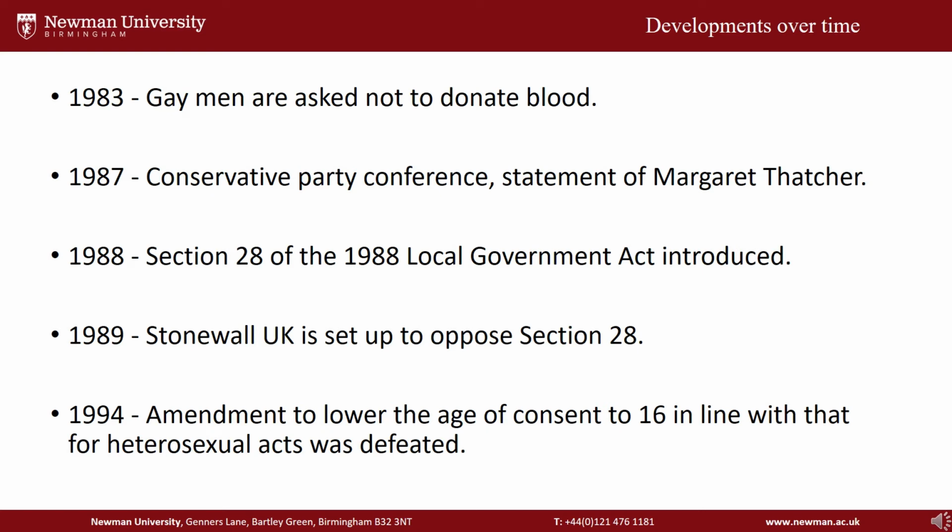So then, as we move further into the late 80s, early 90s, we have the setup of Stonewall UK, specifically designed to oppose Section 28, but also other gaps in equality. And it's only really in 1994 we start to make more positive progress again. So, whilst the proposal to lower the age of consent to 16, in line with that of heterosexual acts, was defeated, ultimately the age of consent was lowered to 18. So whilst it wasn't what was proposed by Conservative politician at the time, Edwina Currie, there was still a step, but ultimately it still left a gap in equality.